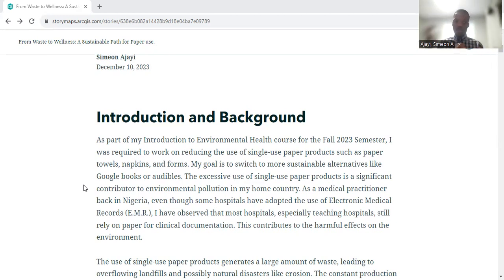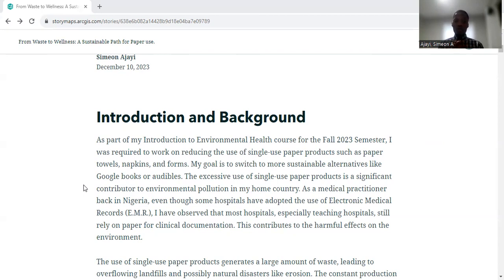I mean, Google Suites, like Google Slides or Microsoft PowerPoint, Microsoft Word, Google Docs, and then Audible as well as an alternative. And then the excess use of single-use paper products is a significant contributor to environmental health or environmental pollution in my own country.